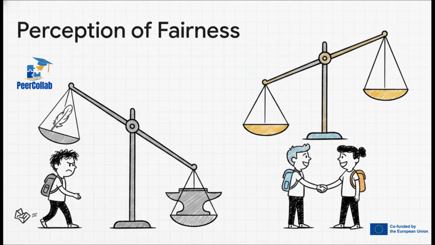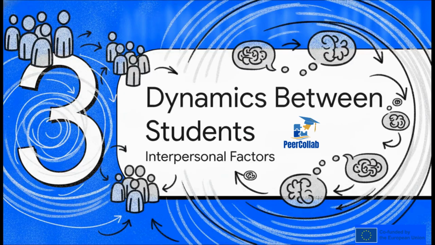Rounding out the internal factors is the perception of fairness. Look, if a student feels the peer assessment process is biased or unfair, they're going to check out entirely. Why participate in a game that feels rigged, right? But when there's a strong perception of fairness, it incredibly increases how willing they are to actually accept the feedback they get. Let's see how this builds into part three, dynamics between students.